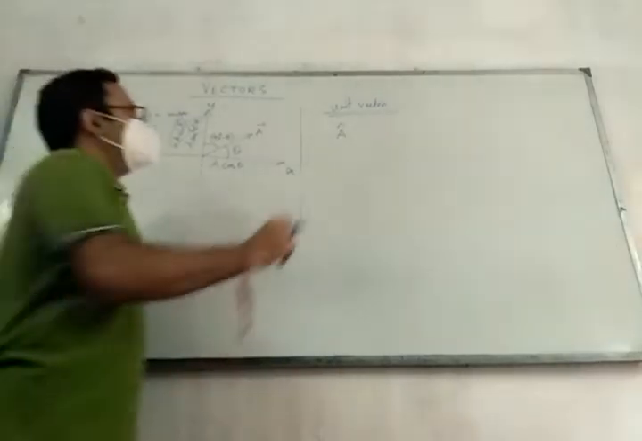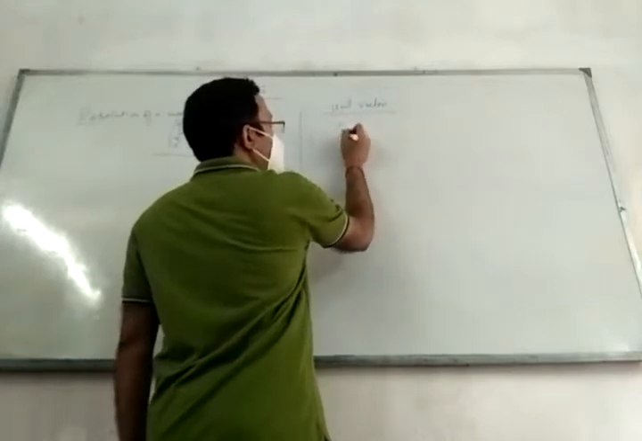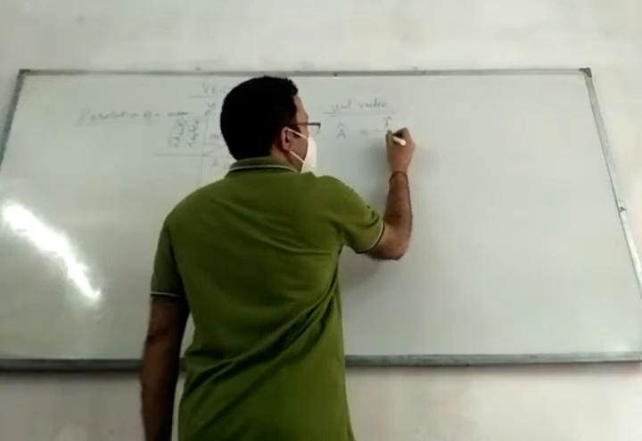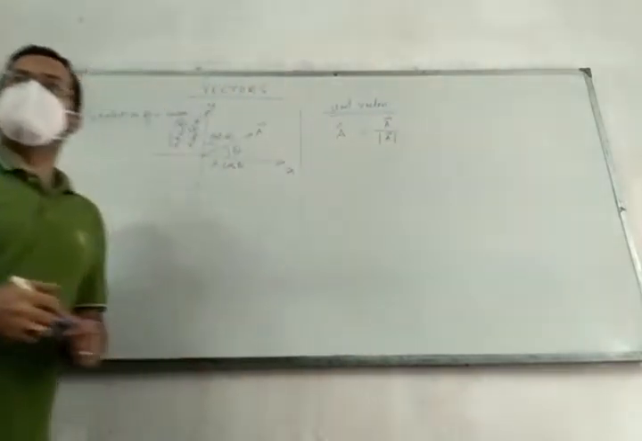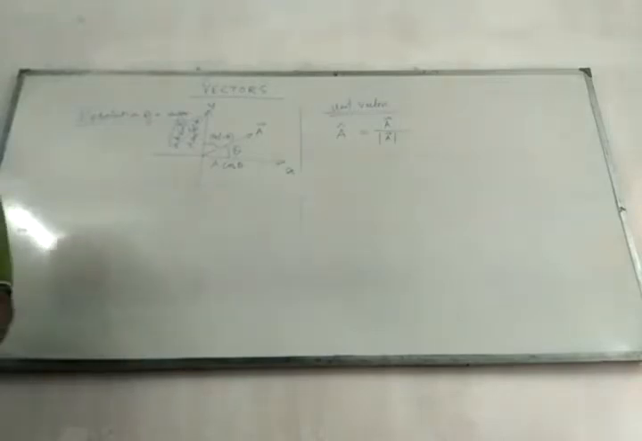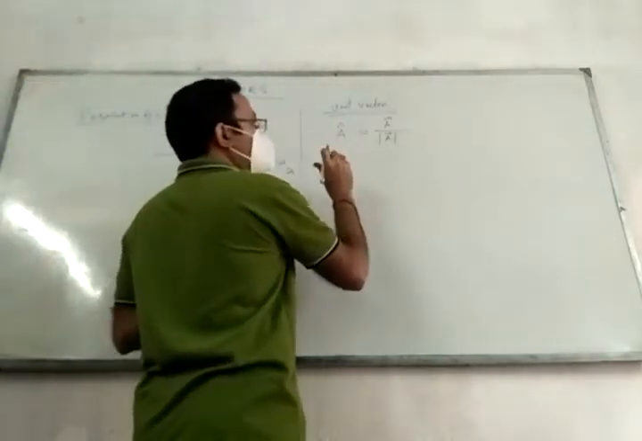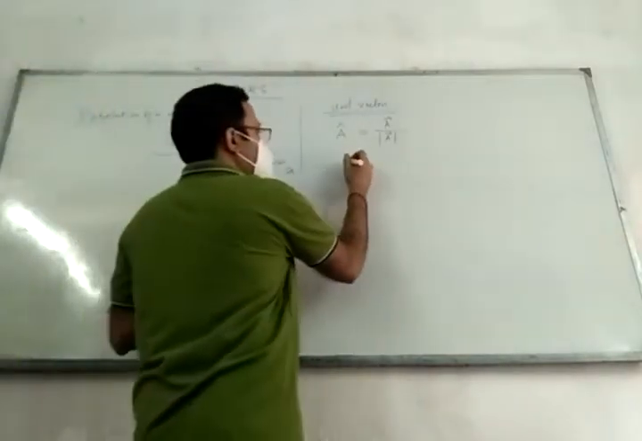Okay. So the unit vector of A is given by vector A with a hat, and that is by definition vector A by magnitude of A. The unit vector of A is vector A divided by magnitude of A. Is that clear?